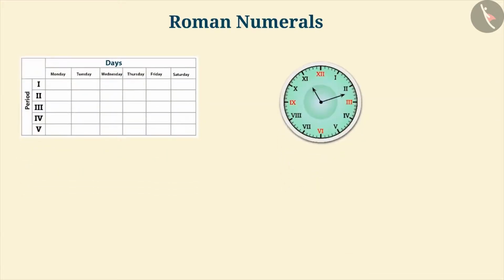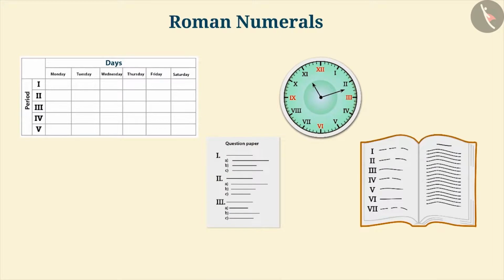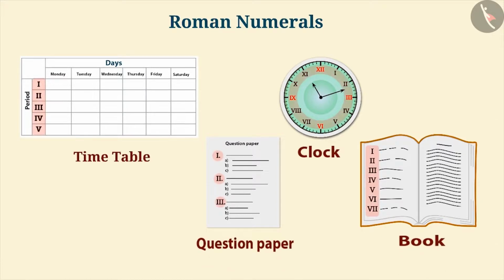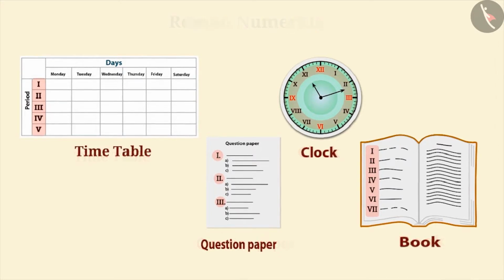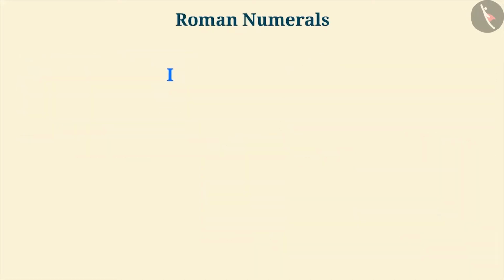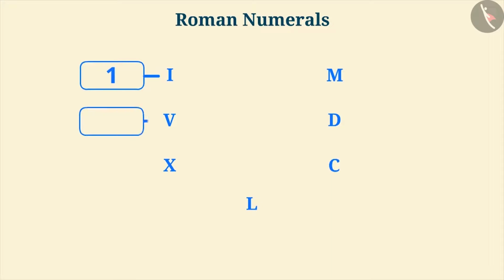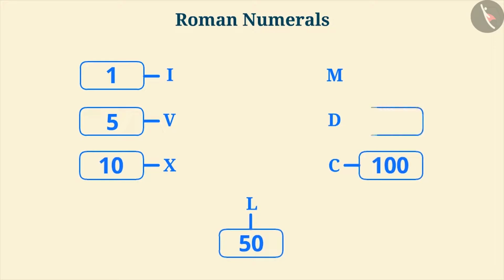You might have seen Roman numbers while reading and writing. They can be seen in the school timetable, clocks, books, question papers, and many more. Let's understand this system. Roman numerals are generally expressed with the help of these 7 symbols, which represent 1, 5, 10, 50, 100, 500, and 1000.